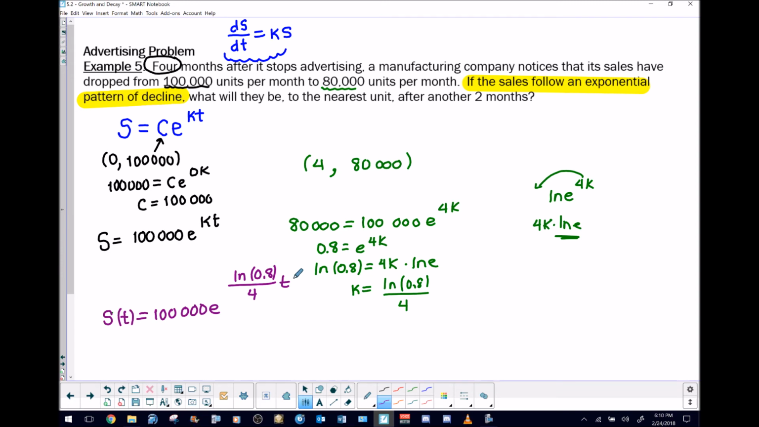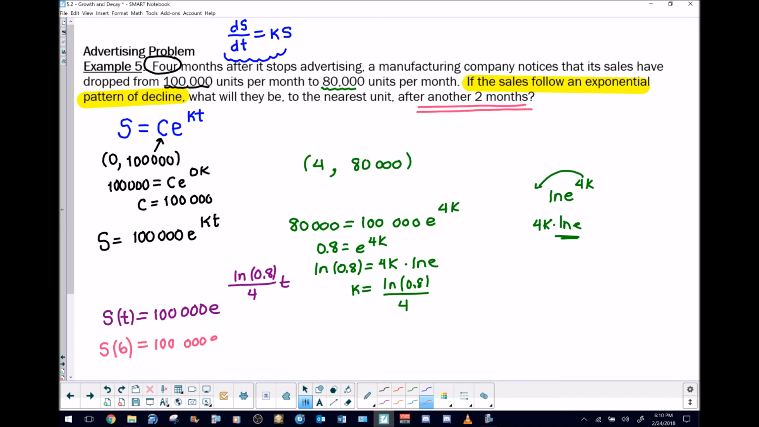If we read very carefully about what we want, it says, what would the sales be after another 2 months? So we don't want to plug 2 in for T, because that would give us a very incorrect answer. That would give us the sales 2 months after we stopped this advertising campaign. We want to apply this after the initial 4 months have gone by already. So for that reason, we would want to use 6 for our T. So it's really important that we understand that.